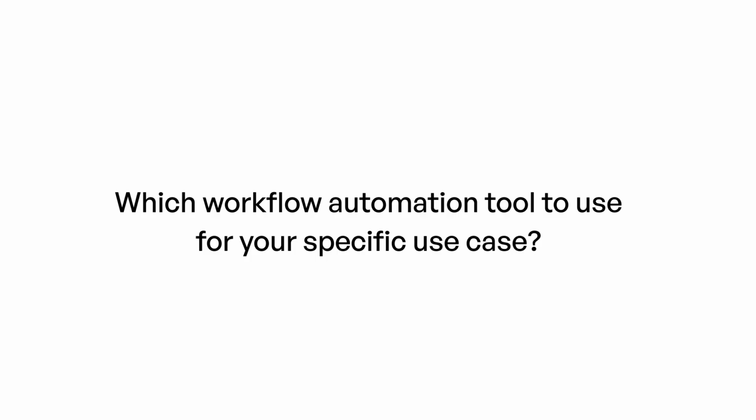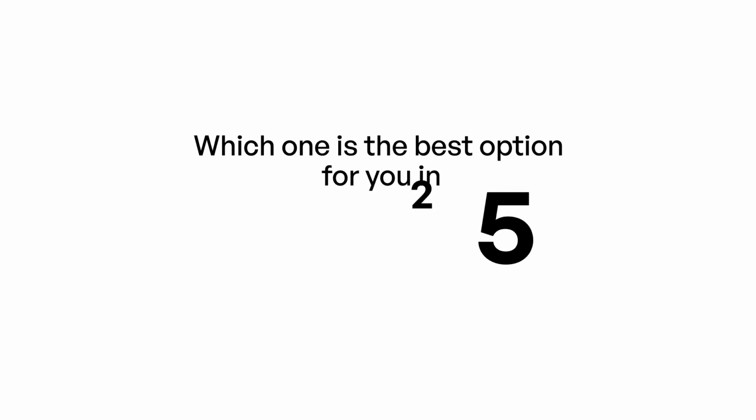I'm sure you've spent countless hours thinking about which workflow automation tool to use for your specific use case. Is it n8n? Is it Make? Is it Zapier? And which one is the best option for you in 2025? Because the wrong option could lead you to very high workflow costs and also very high restrictions in terms of if you want to scale your process or build a lot of automations for your business.